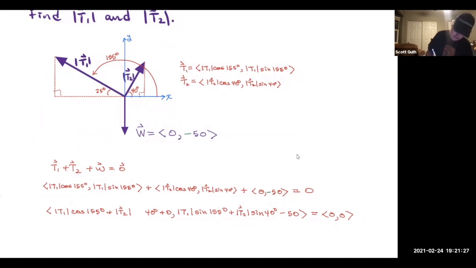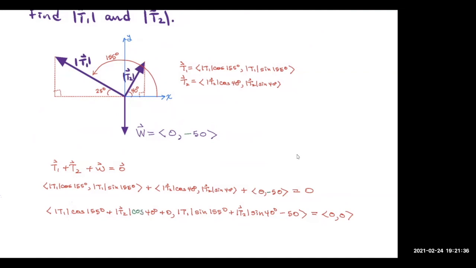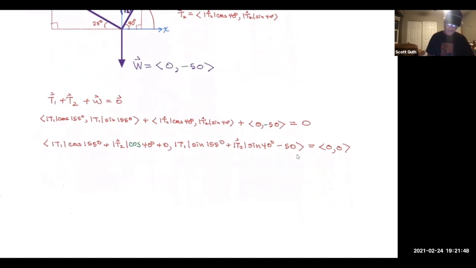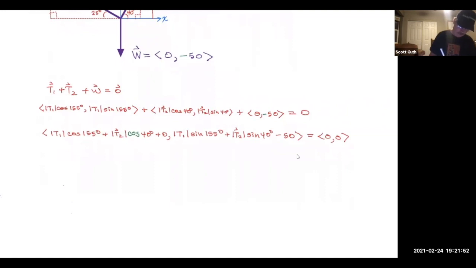I'll do that in green also to make sure it's clear what I'm changing. Cos 40, that looks good. And then sine 155, T2 sine 40, and then minus the 50. Okay. And so now I think you can see there's two equations and two unknowns here. That's not fun, but I would just grab these by copying and pasting down so I don't have to rewrite them. And this has got to be equal to zero, which is the x component on the other side. And of course, the second equation, I'll grab the second component. Like this. And instead of saying minus 50 equals zero, let's just say it's equal to 50.